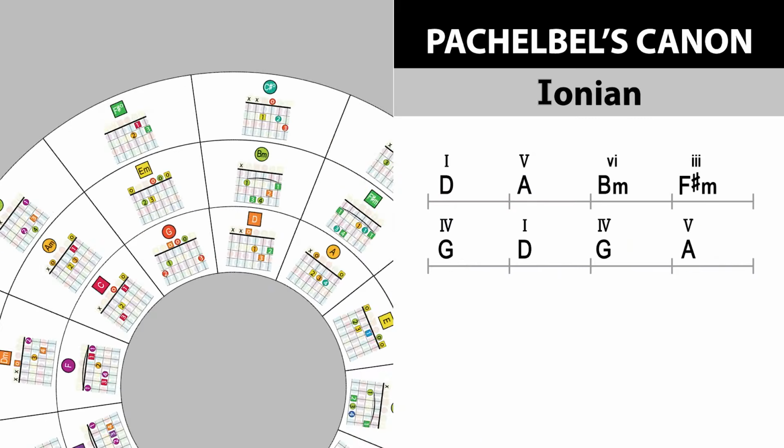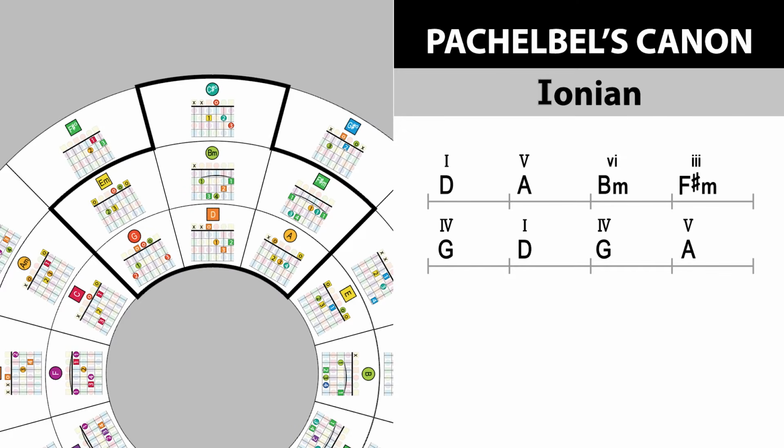For example, let's take the popular Pachelbel progression in the key of D, or more technically D Ionian, which is made from chords 1, 5, 6, 3, 4, 1, 4, 5. This progression centers around the major 1 chord and sounds great because all of these harmonies form a compatible set. They come from the same key and mode.